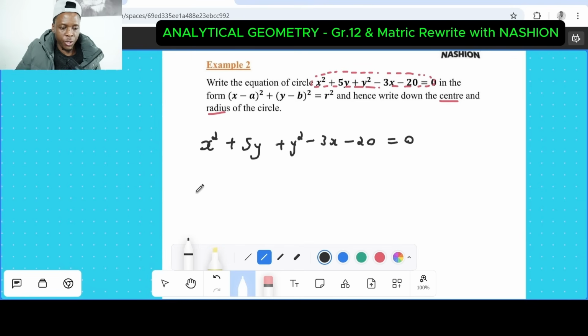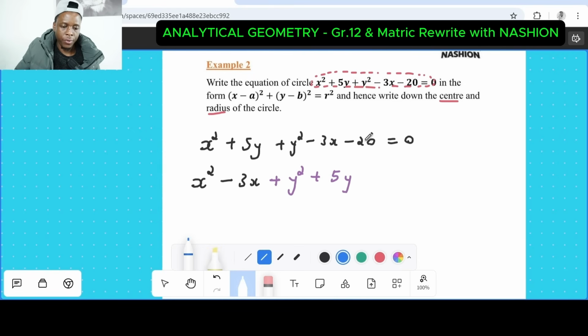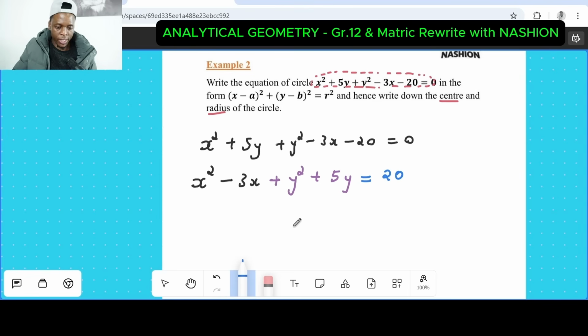Okay, remember what we do first? We group the x's next to each other. So the x terms will be x squared minus 3x. Then the y terms next to each other, that's y squared plus 5y. And the negative 20 is going to be going to the other side and be alone just for now. So negative will become positive 20.